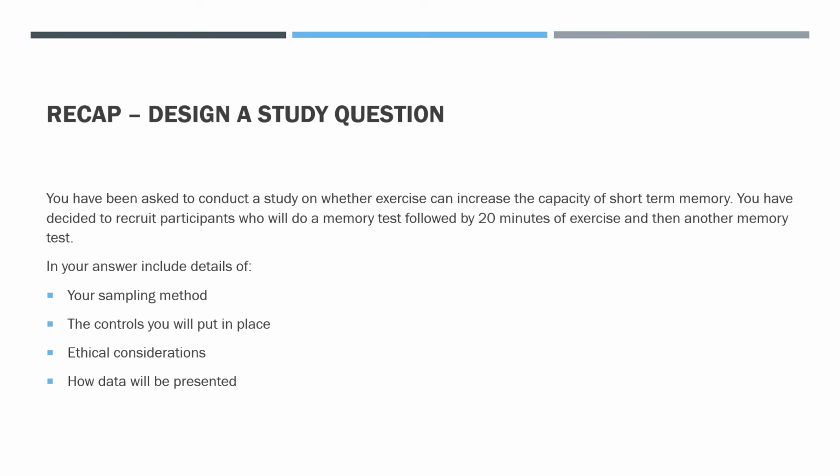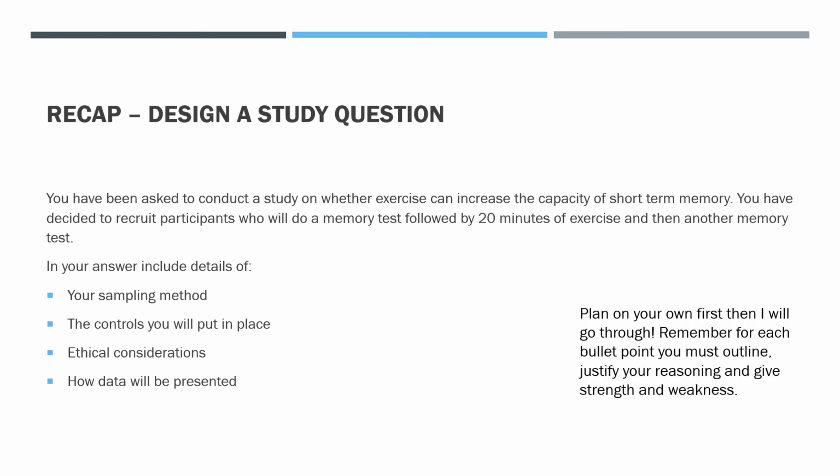So the question is, you have been asked to conduct a study on whether exercise can increase the capacity of the short-term memory. You've decided to recruit participants who will do a memory test followed by 20 minutes of exercise and then another memory test. In your answer, include details of your sampling method, the controls you will put in place, ethical considerations, and how data will be presented.